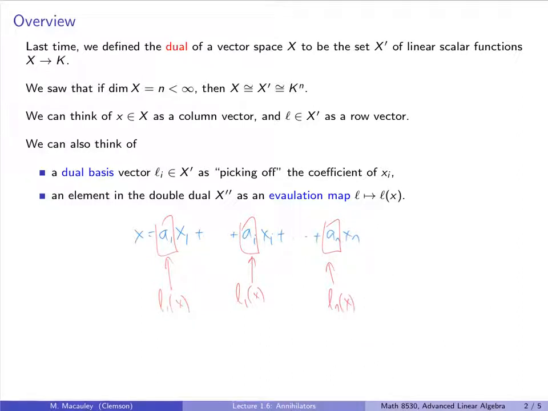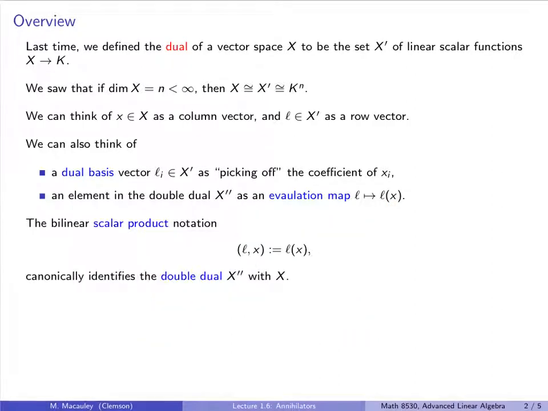And then the double dual, as we know, is the set of functions from the dual to the field, and for every vector x, the operation of plugging in x is such a linear function. And because these are all n-dimensional spaces, we know all of the functions are of this form.